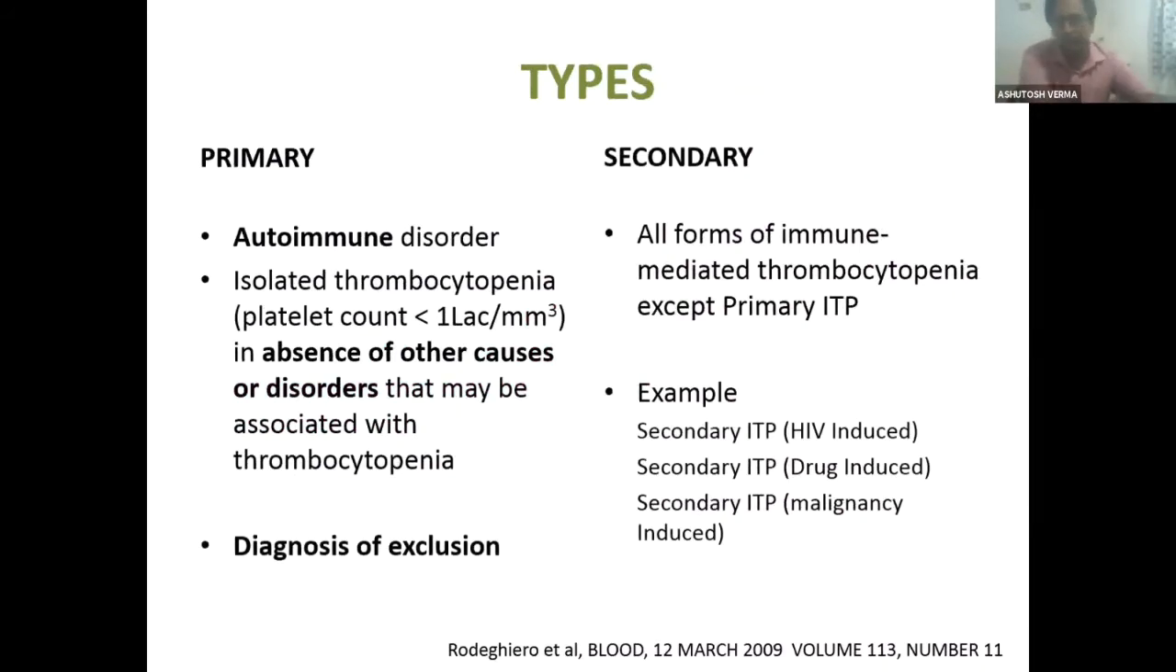So there are two types of ITP, primary and secondary. Primary, it is an autoimmune disorder. It is characterized by isolated thrombocytopenia in absence of other causes or disorders that may be associated with thrombocytopenia. So basically, it's a diagnosis of exclusion. Secondary ITP is all other forms of immune thrombocytopenia except primary ITP, like HIV-induced secondary ITP, drug-induced secondary ITP, malignancy-induced secondary ITP.